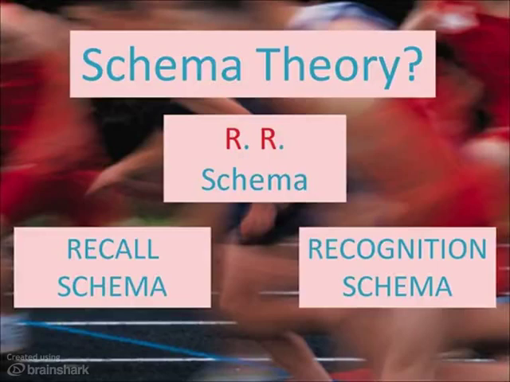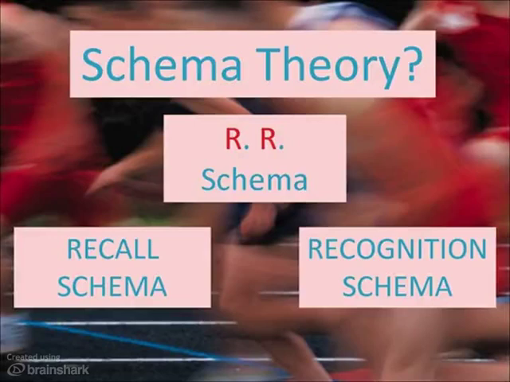Okay, so now we come on to schema theory itself, and you will see in front of you that we talk about two types of schema. One is recall schema and one is recognition schema. We'll look at each of those individually in a moment, but the way for you to remember this, for any question to do with schema, you want to be including both recall and recognition schema. So just try to remember it as the two R's, RR schema.